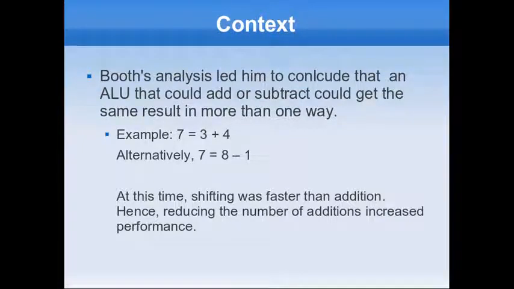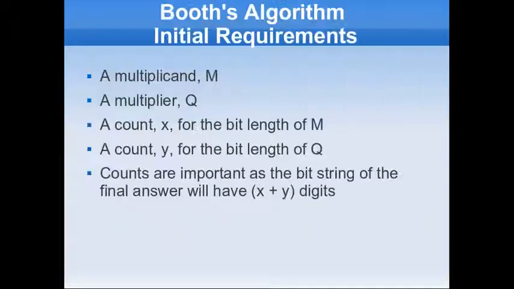The context of Booth's formulating this algorithm is one in which the observation was made that an ALU that could add or subtract could get the same result in more than one way. It was also noted that the operation of shifting was faster than that of addition. Therefore, producing an algorithm that eliminated or at least reduced the number of additions that would take place would increase system performance. And this is what Booth's algorithm actually helped to achieve.